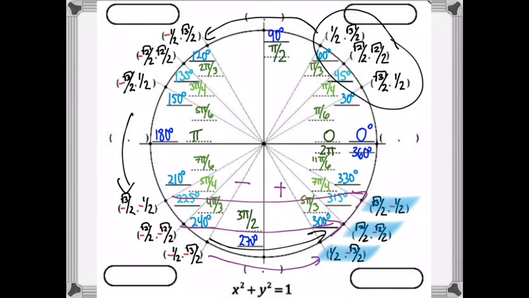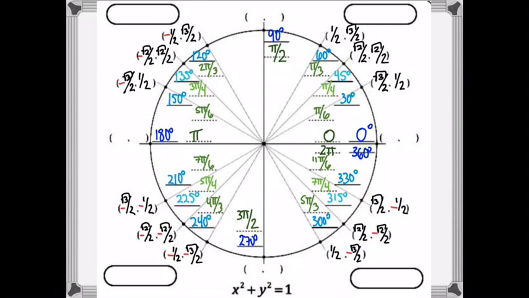So in the next video, we're going to take a look at how to get the rest of these coordinates right here by defining the x and y values as a function of sine and cosine. So I'll see you in that next video.